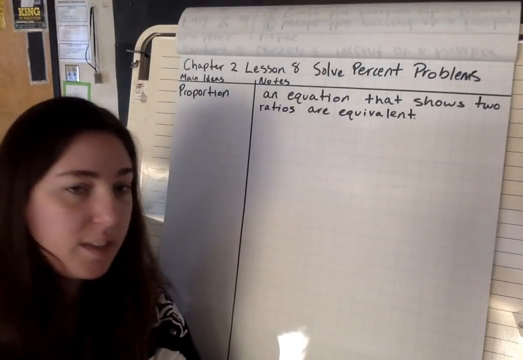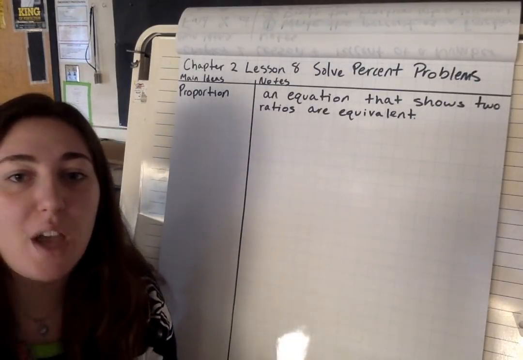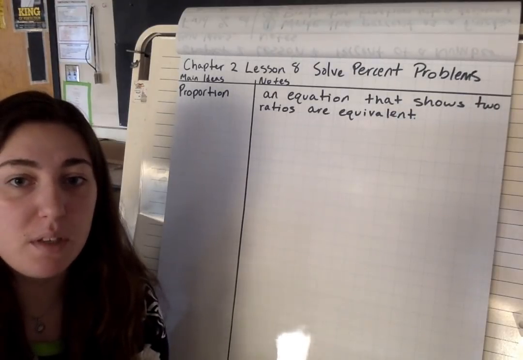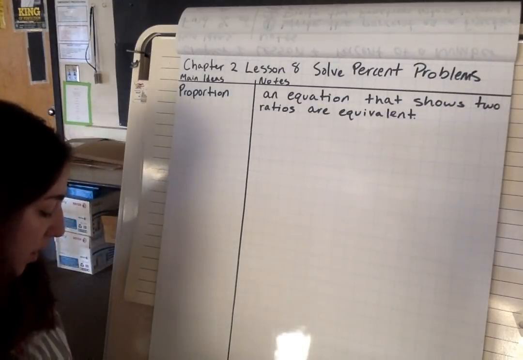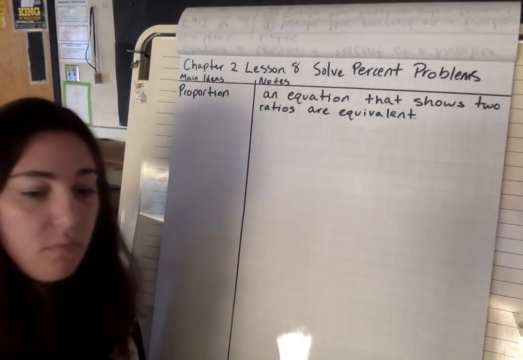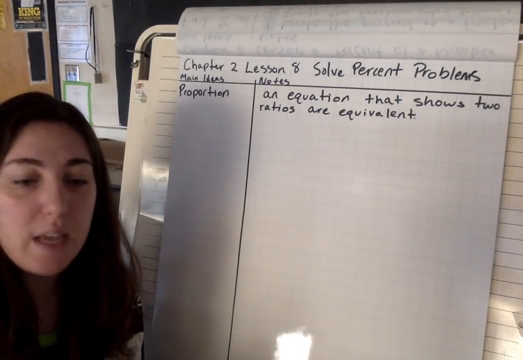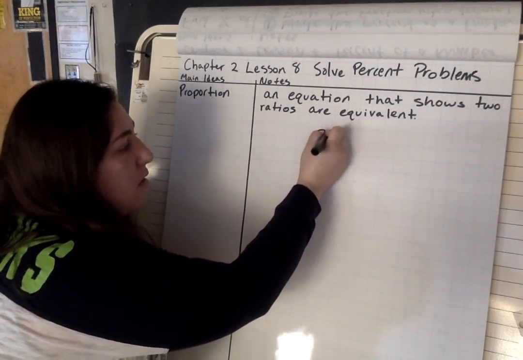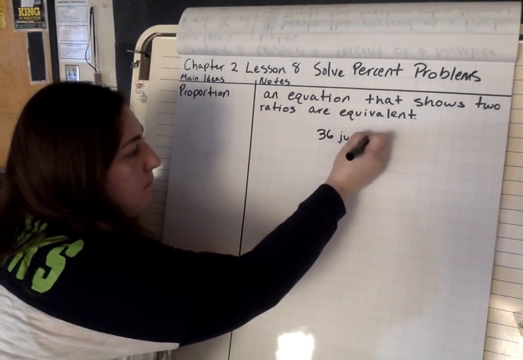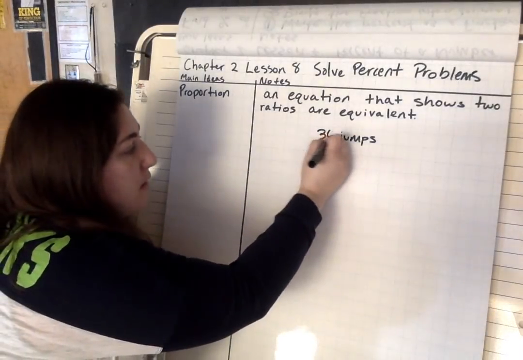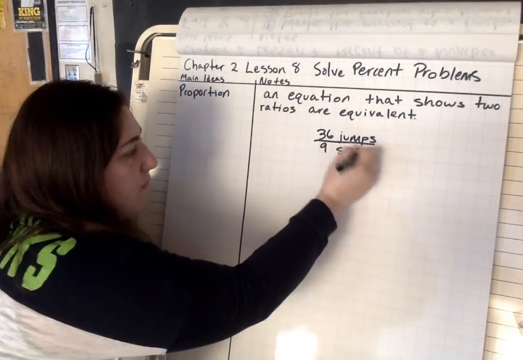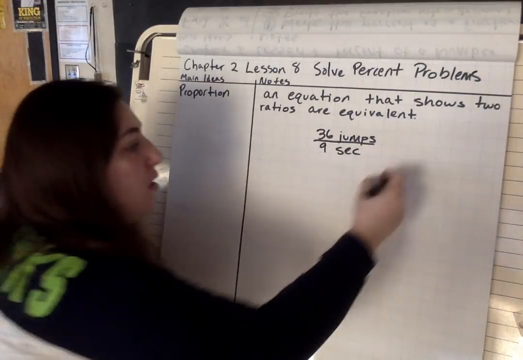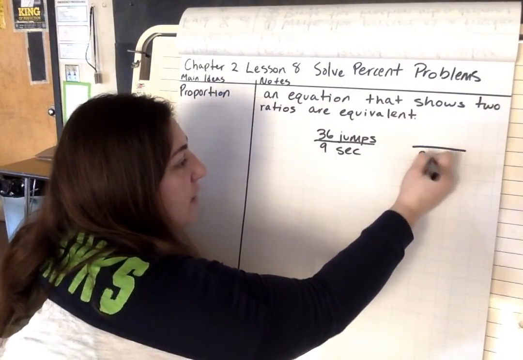So a good example of this would be from our Chapter 1 test. We had a problem on there that talked about how many jumps per second someone makes. Okay, so this was a problem from our Chapter 1 test, and the person made 36 jumps in 9 seconds. Okay, and they were asking us to figure out how many jumps did they make in 27 seconds.